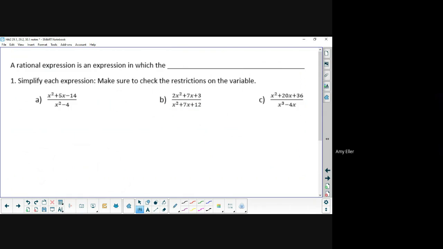Number one, simplify each expression. The second part we'll do when we're done. Make sure to check the restrictions on the variable. I'd like you to factor the numerator and factor the denominator, and then we can just stop for a second.